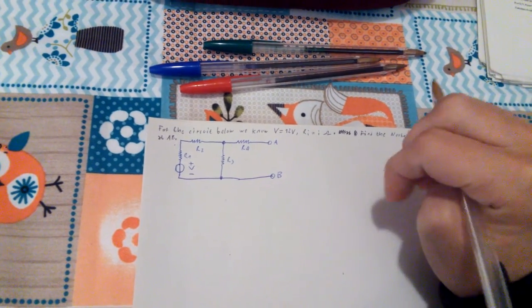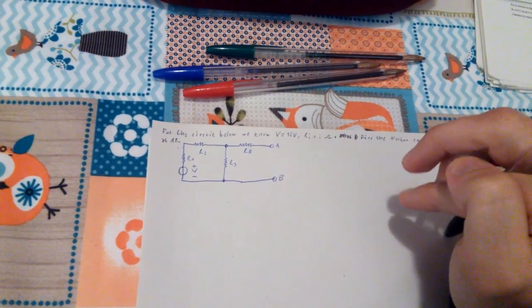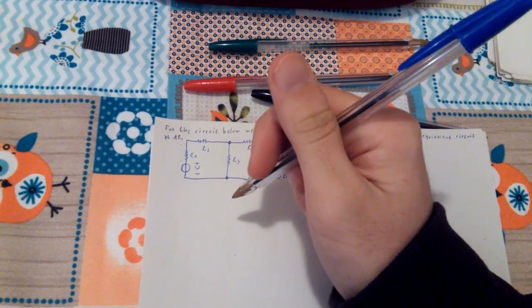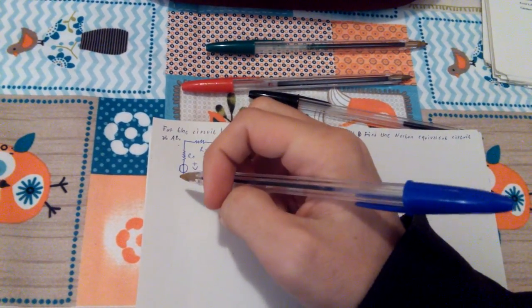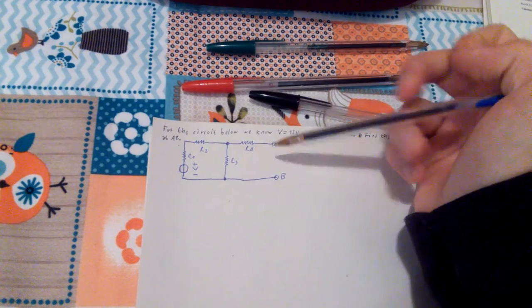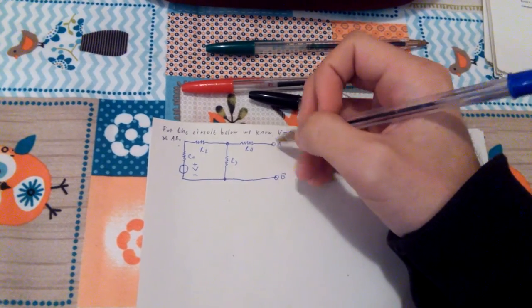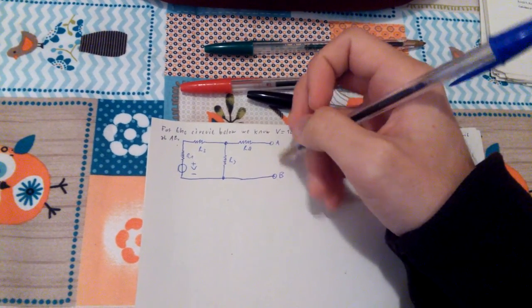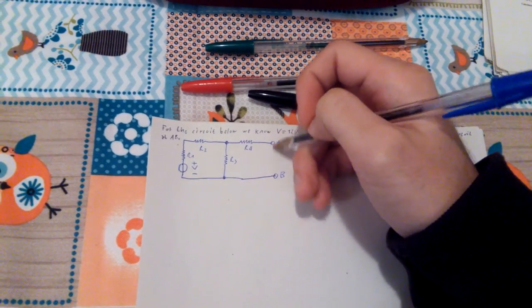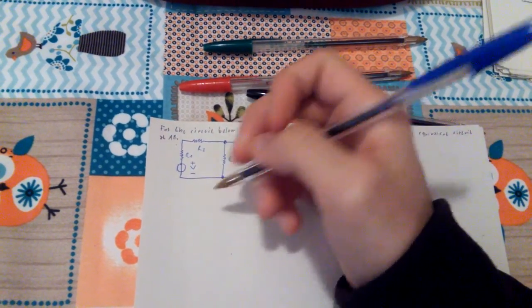So in order to do this, I'm just going to consider the circuit in a slightly different way. I'm going to consider the circuit as if it was closed, as if between A and B there was just a wire, and I'm going to be trying to find the current between A and B as if there was a wire here. So I'm just going to show you what I mean.